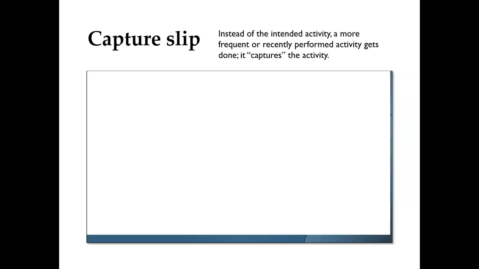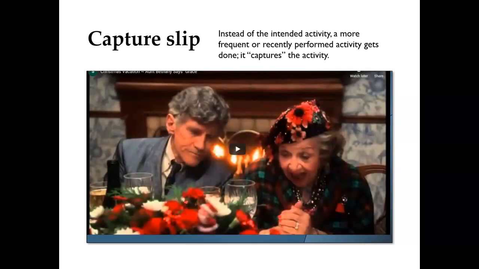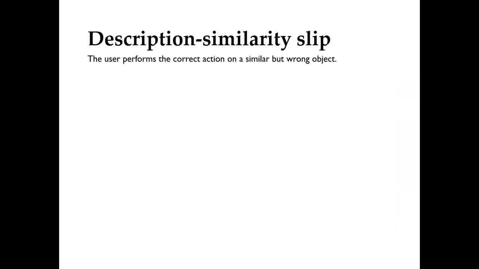All right, so as we can see, the intended activity, saying the blessing, got captured by doing the Pledge of Allegiance instead. That's a capture slip. A description similarity slip. The idea is the user is doing the right thing, but on the wrong thing. So the right action on the wrong object.